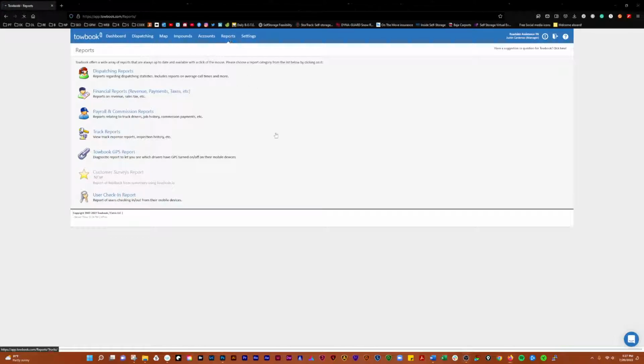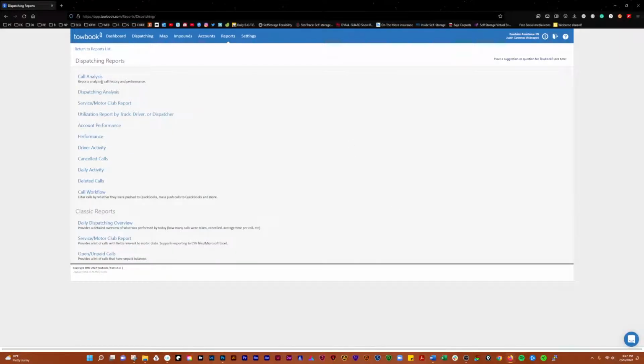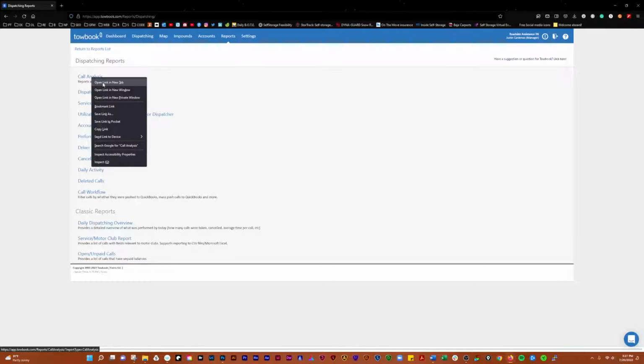If you'll go over here and click onto reports, you're going to find 2, 3, 4, 5, 6, 7 different options here. The customer survey thing, we went over that before. I don't have that level of TowBook personally, but if you do, you'll be able to find your customer survey reports there. You're going to see your dispatching reports here, and there's a lot of them. So call analysis reports we'll look at.